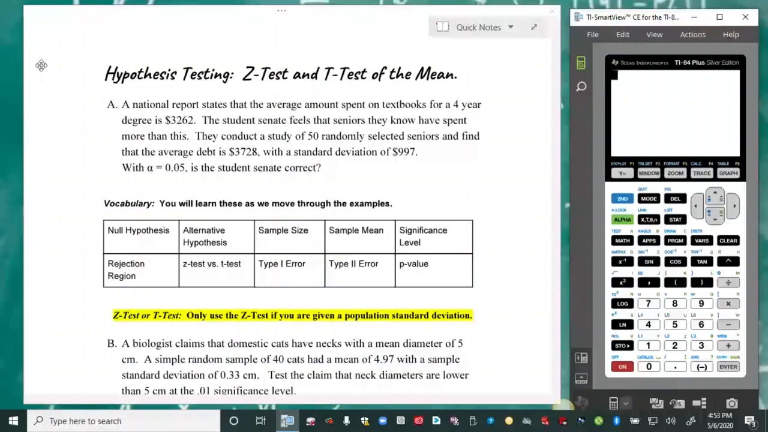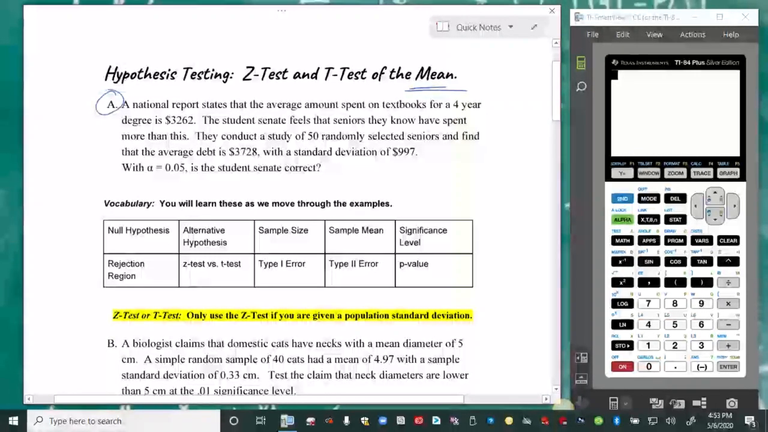We're going to talk about hypothesis testing, specifically testing a mean. Our primary question is to determine if a result that we got is significantly different or unusual compared to what we expected. Let's go ahead and go through this first example.